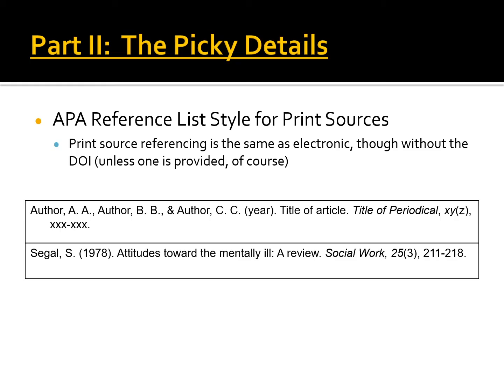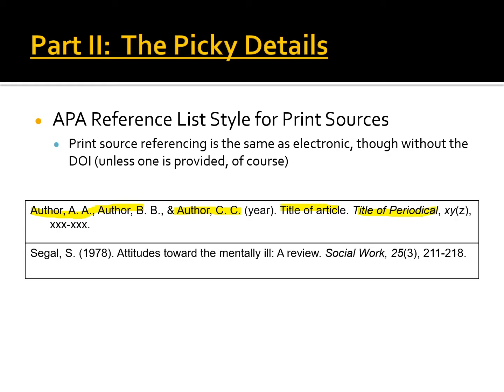All right, now what if you are using print sources? For instance, you have a book on your bookshelf. What is the process for print sources? Print sourcing is pretty much the same as electronic, though without the DOI, unless, of course, one is available. If one is available, like in my previous example where you went to the library or got a journal subscription sent to your house, then of course you would provide the DOI. But let's assume you have a book or some other periodical that's old and doesn't have a DOI; then of course you don't provide one.